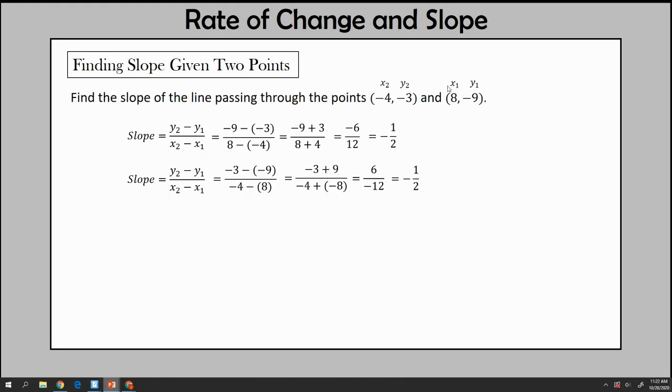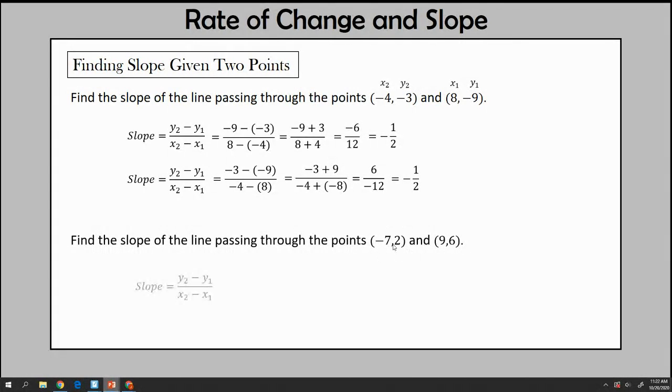So my point is, it doesn't matter which one you call x1, x2, and y1, y2. You just have to make sure that you are consistent. If this y is the first number I use, then the x has to be the first number I use in my subtractions. It doesn't matter which one's which. That's my point here. Now take another one like this. Here's the ordered pair, and here's my slope formula.